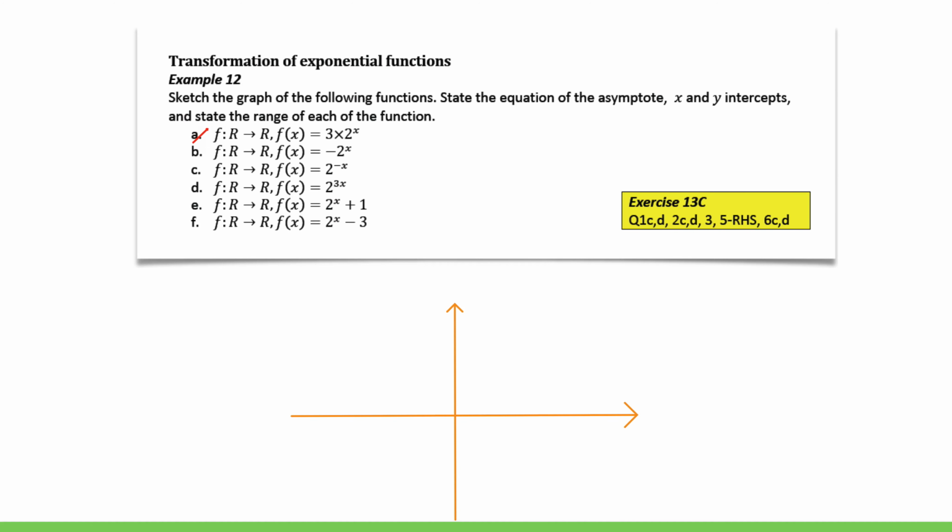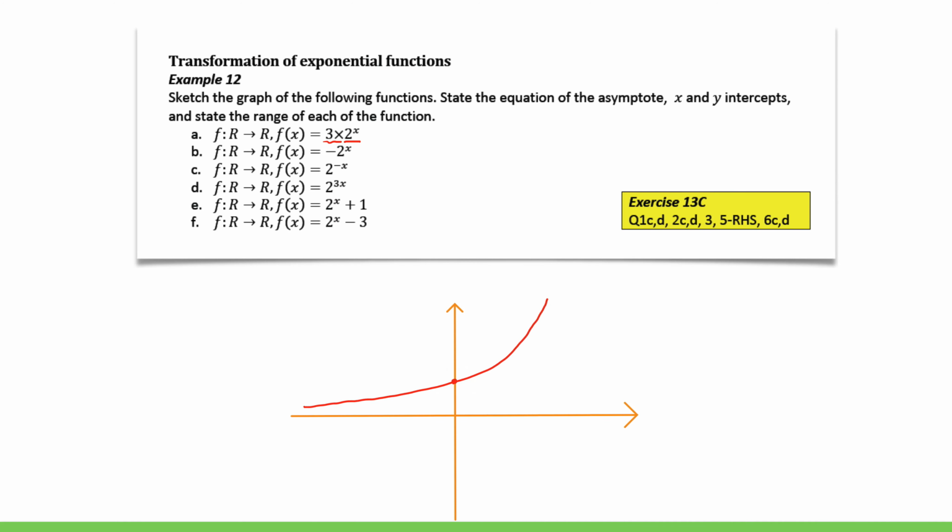So graph A. What you can see is it's our regular 2 to the power of x, except now I have a dilation of 3. This doesn't change the shape of it, it doesn't change where it sits on the x-axis. All it changes is how fast it's going to become steeper.